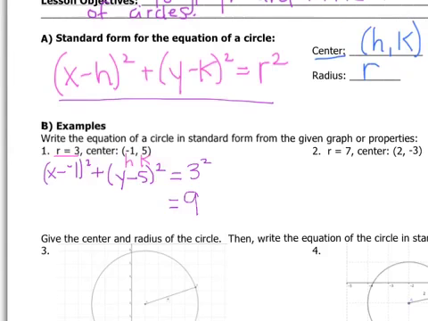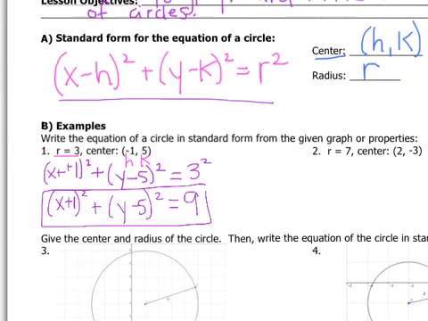Yep, we can make that minus a negative a plus. So we'll write that as x plus 1 quantity squared plus y minus 5 quantity squared equals 9. That is your equation.